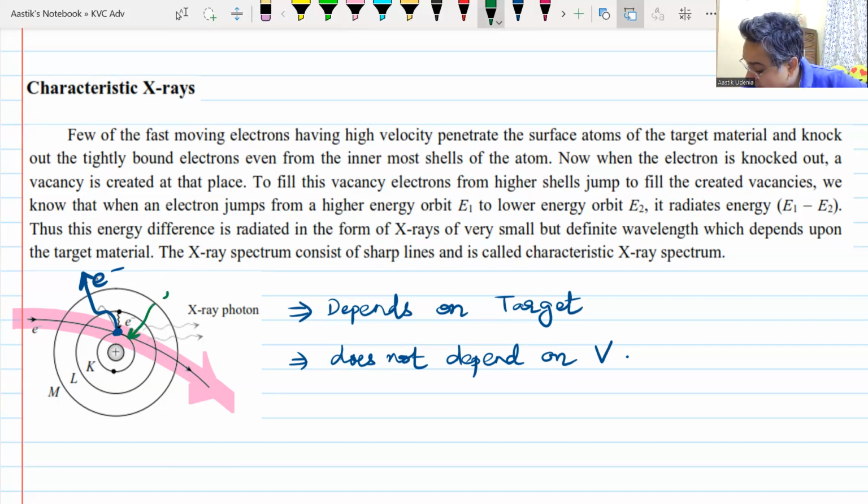So then what will happen? Electrons from the outer shell will jump from the outer shell to the inner shell. Yes or no? And we know that when electrons jump from a higher orbit to a lower orbit, what happens? They emit energy, and this emitted radiation is known as characteristic X-rays. Do we understand this? So characteristic X-rays are emitted.